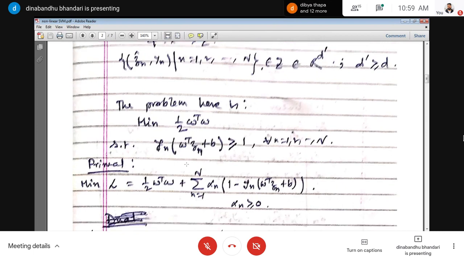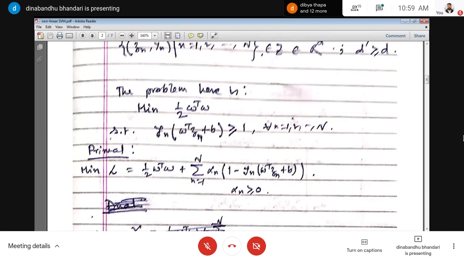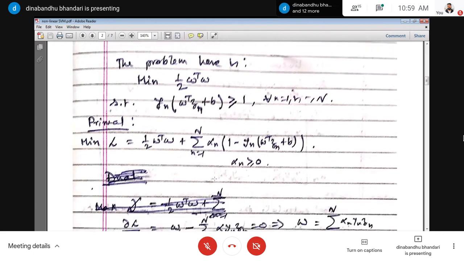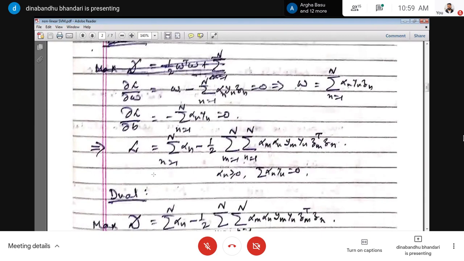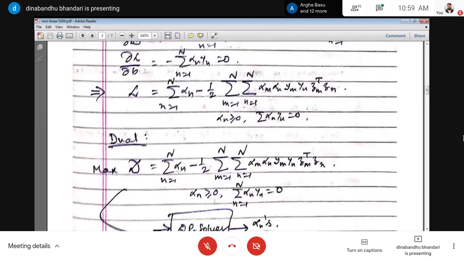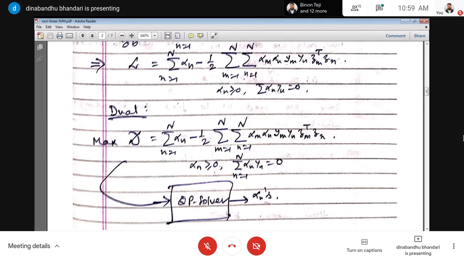And then we can construct the Lagrangian. This is the primal problem. We know the Lagrangian, we have learned how to construct it and how to solve it. So finally, we got this Lagrangian. Then we have written the dual. And how did we solve this dual problem for alpha? We have used a QP solver where we will feed the coefficients of these alphas, right?